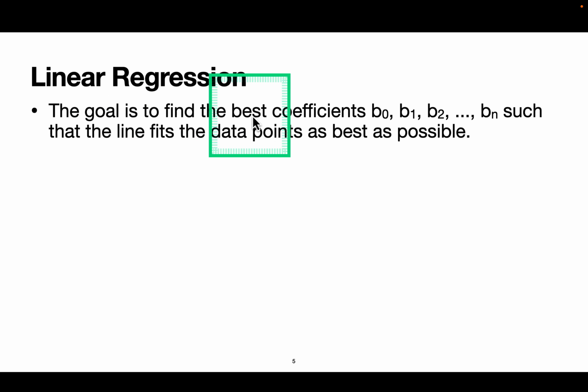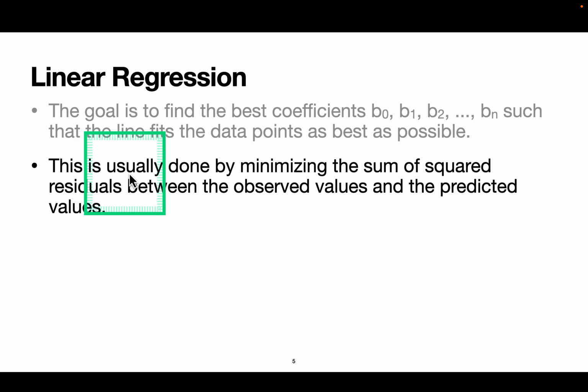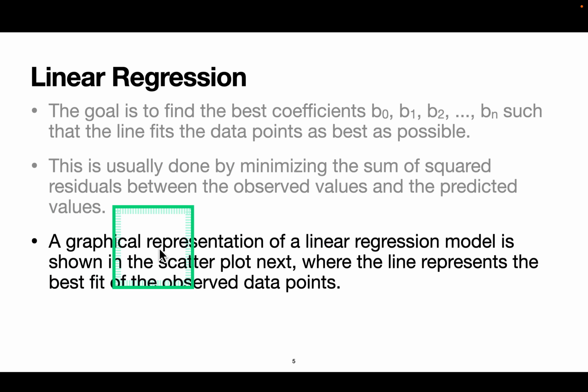So the goal is to find the best coefficients. This is what we are trying to learn, b0, b1, b2, and all the way to bn, such that the line fits the data points as best as possible. This is usually done by minimizing the sum of squared residuals between the observed values and the predicted values. A graphical representation of a linear regression model is shown in the scatter plot next, where the line represents the best fit of the observed data points.